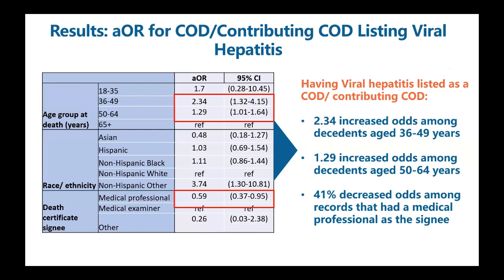We built a multivariable logistic regression model to obtain adjusted odds ratios and 95% confidence intervals for variables that were significant in our univariate analysis. We found that having viral hepatitis listed as a cause of death was seen at a 2.34 increased odds among decedents aged 36 to 49 years old, and we saw a 1.29 increased odds among decedents aged 50 to 64 years old, and a 41% decreased odds among records that had a medical professional as the signee when holding all other variables constant.